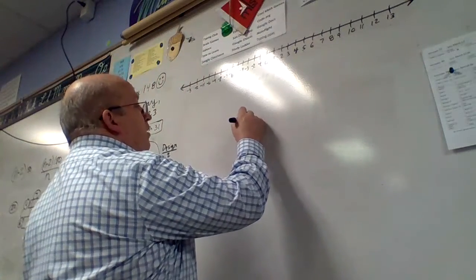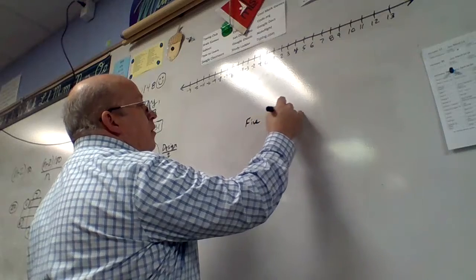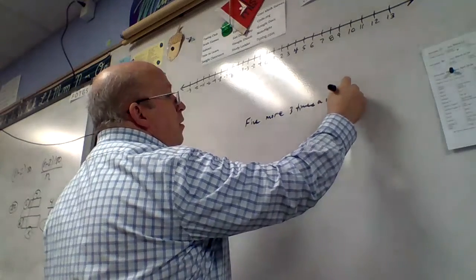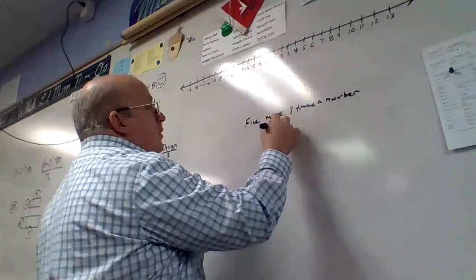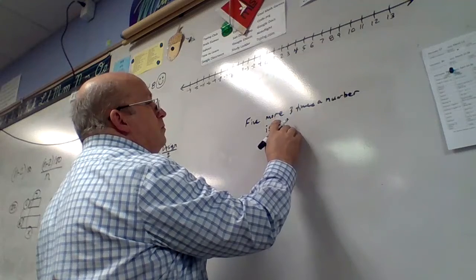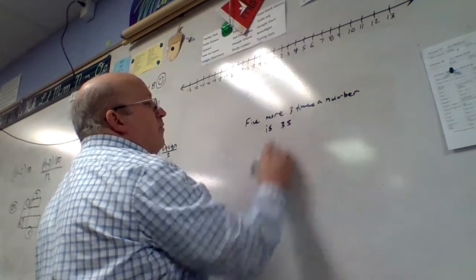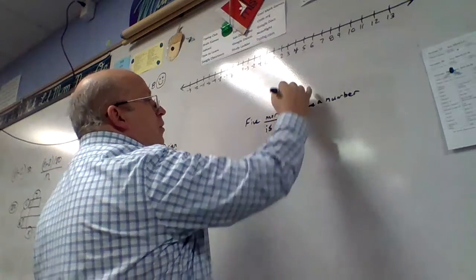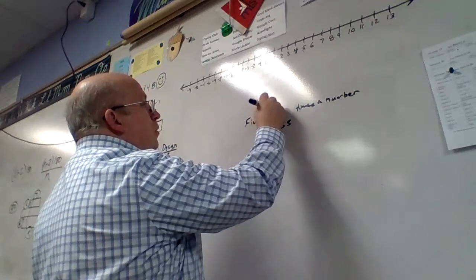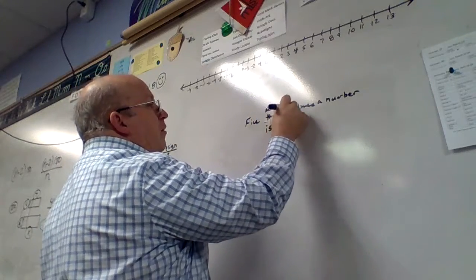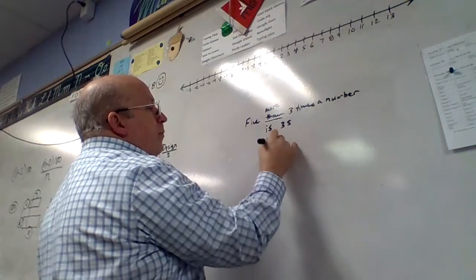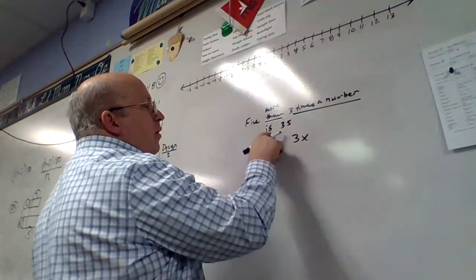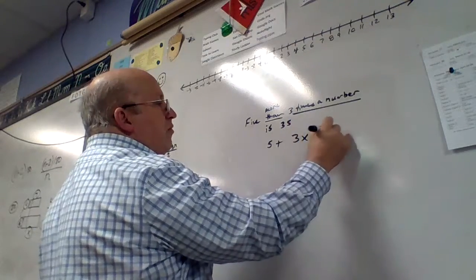What if I wrote, 5 more than 3 times a number is, how about 35? How would I write that in math form? This more than part, that's 5 plus 3 times a number, that's 3 times x. The is my equal sign, and my 35 is 35.